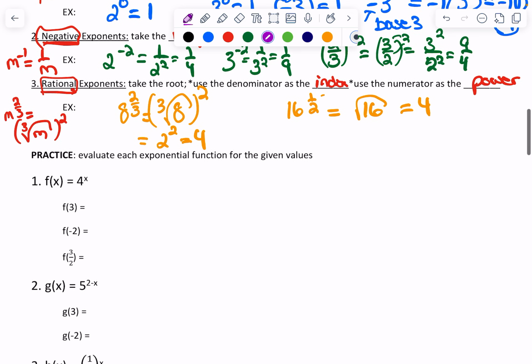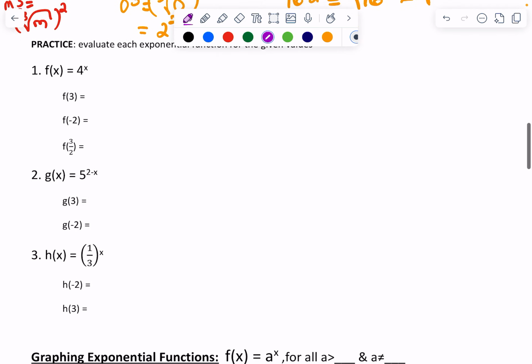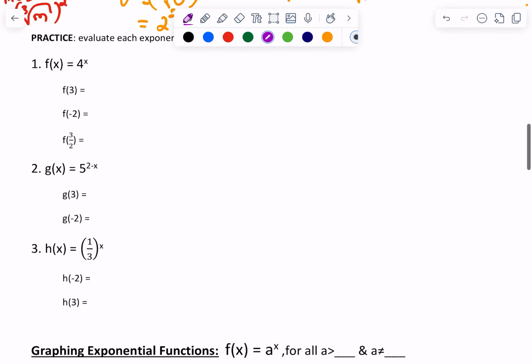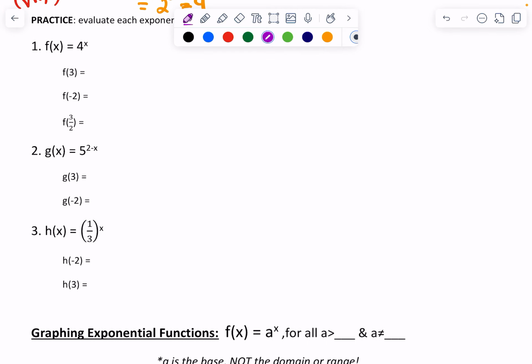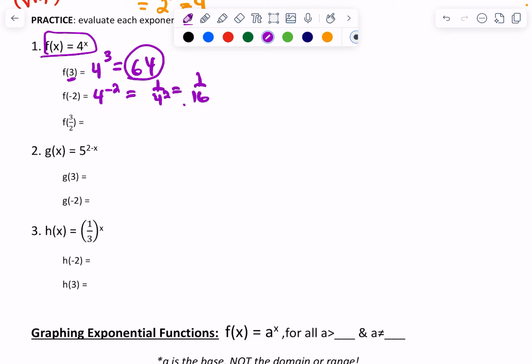Okay, let's practice. So we have these exponential functions for the given values. First, we have f of x equals 4 to the power of x. What we're going to do is plug in the 3 where the x is. 4 cubed is going to be 64. 4 to the power of negative 2 is going to be 1 over 4 squared, which is 1/16. Let me actually circle the answers.